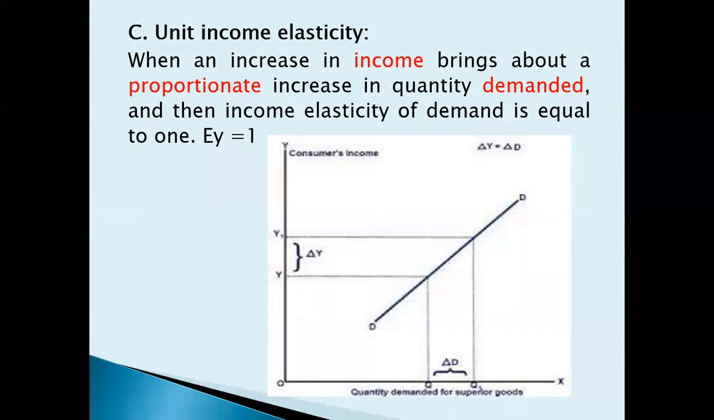Okay, the proportion in which your income is increasing, in the same proportion the demand for that quantity is also increasing. That is called unit income elasticity. Okay, now on the x-axis I have taken quantity demanded, and on the y-axis we have taken income variations. So if there is an increase in the income, then what is going to happen? There is an increase in the quantity demanded by the same proportion.